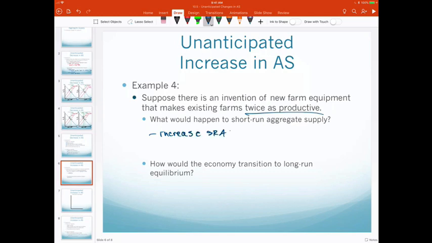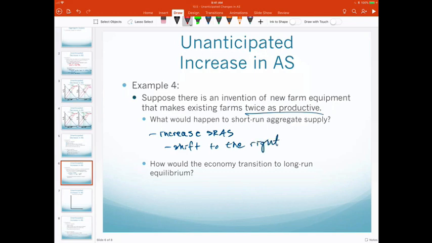short-run aggregate supply. When productivity is increased, that means short-run aggregate supply is increased. Things are just more productive. So an increase in short-run aggregate supply is going to be a shift to the right of short-run aggregate supply.